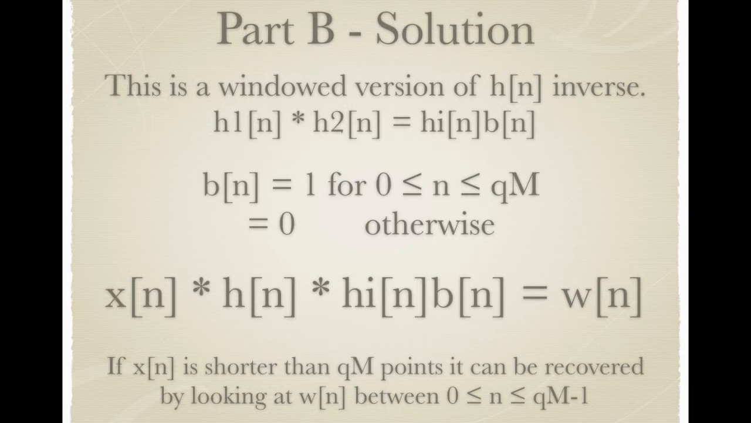If you remember, in chapter 2 on page 61, we talked about the windowing theorem. So from figure 5.65-3, we can say that x[n] convolved with h[n] convolved with h inverse[n] times b[n] is equal to w[n]. If x[n] is shorter than QM points, it can be recovered by looking at w[n] between 0 and QM minus 1.